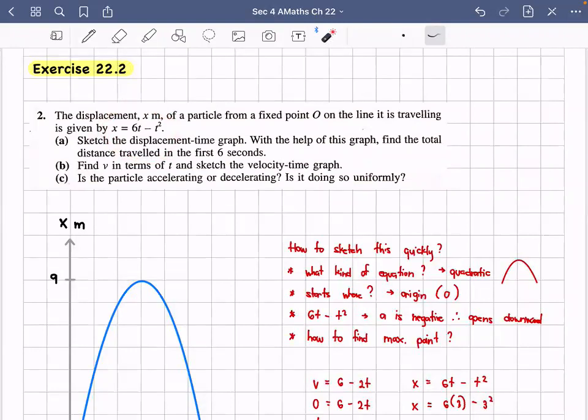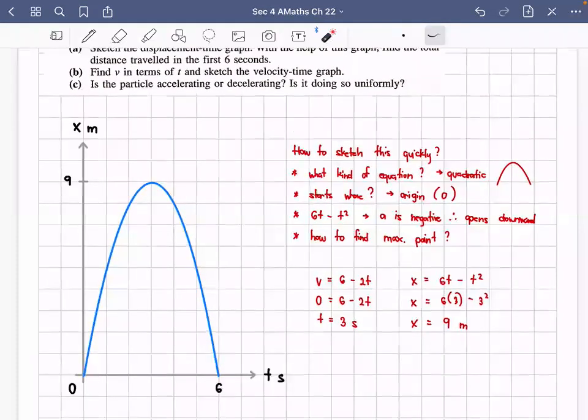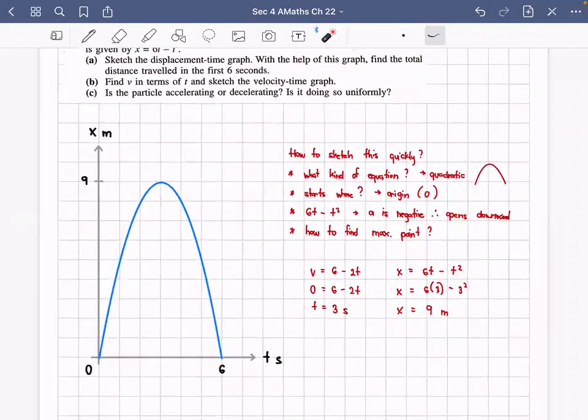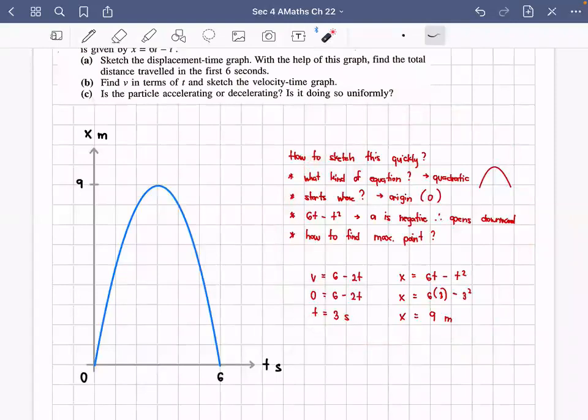Now, letter A, we need to sketch the displacement time graph. With the help of this graph, find the total distance traveled in the first 6 seconds. Okay, so class, I answered this last night. So this is letter A. Now I have some pointers here. How do we sketch this one quickly?